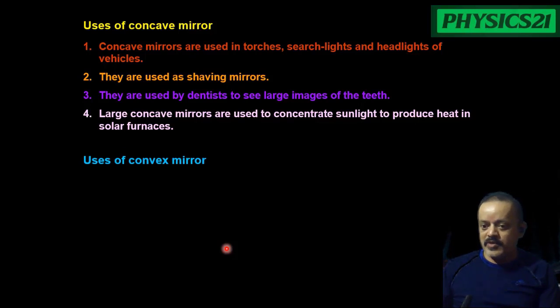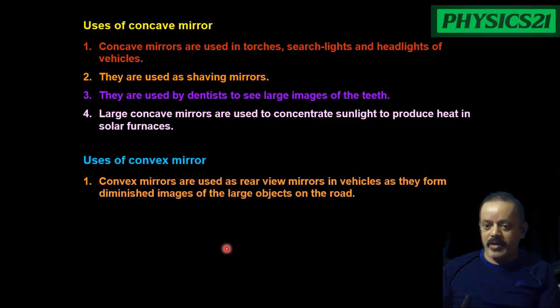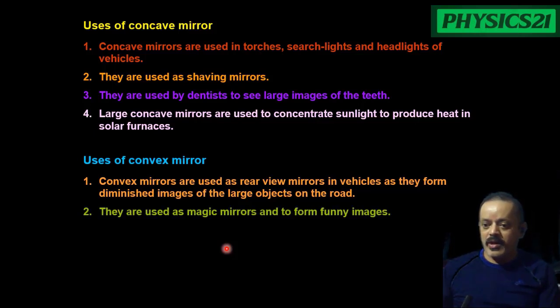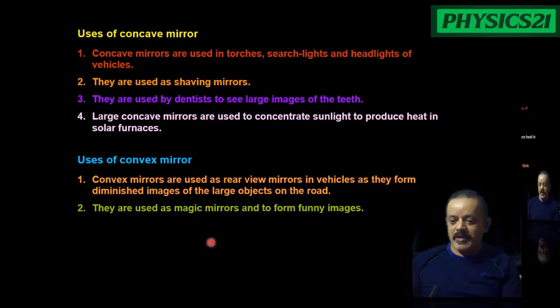Now the uses of convex mirror. Convex mirrors are used as a rear view mirror in vehicles as they form diminished images, so the large object on the road can be seen in the mirror. They are used as magic mirrors and to form funny images.